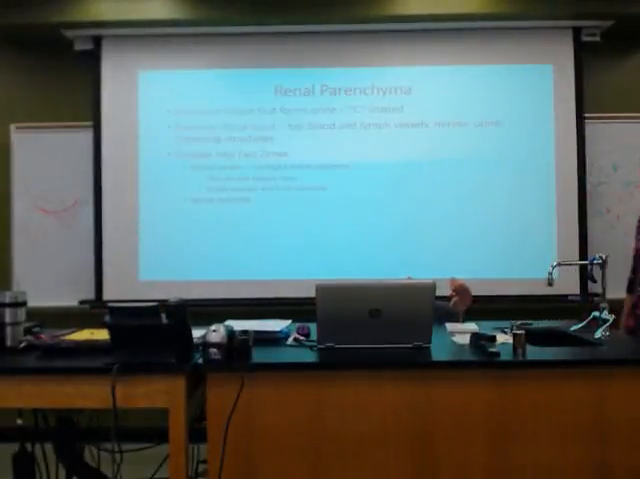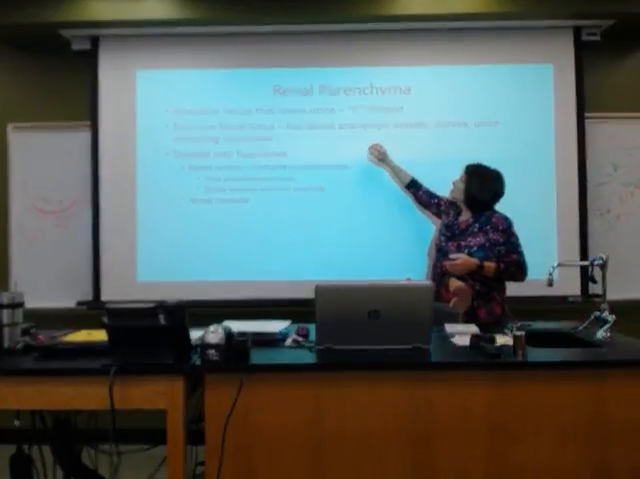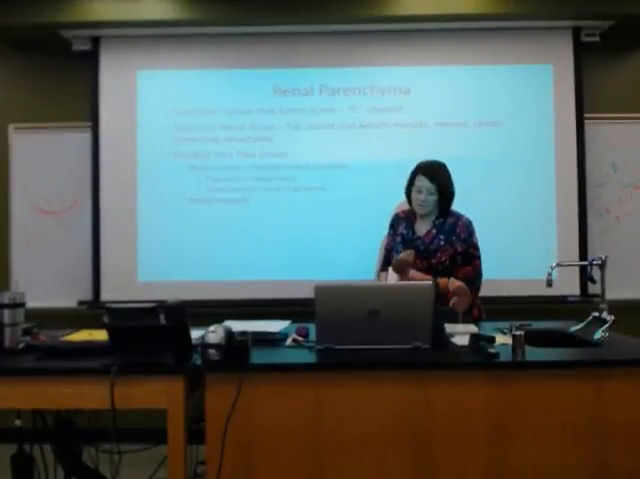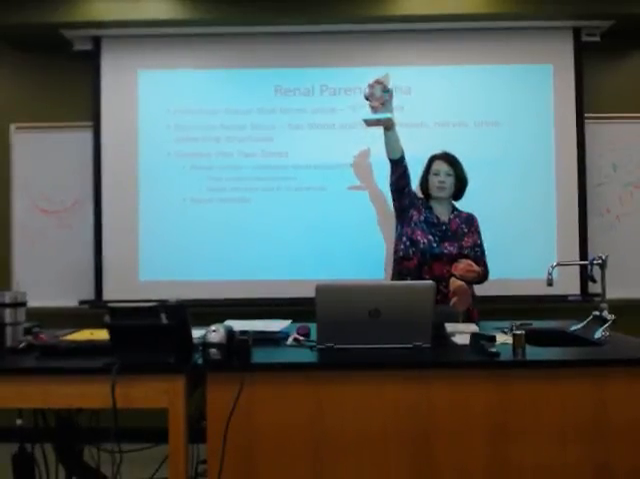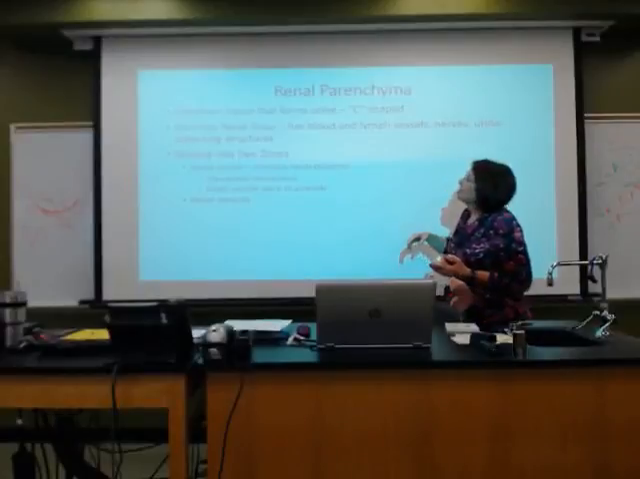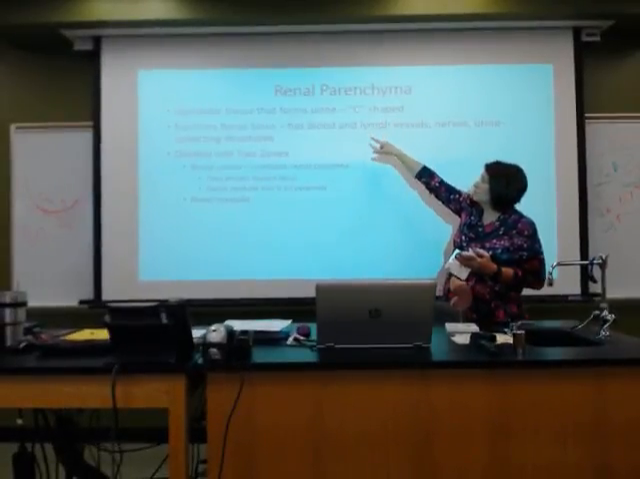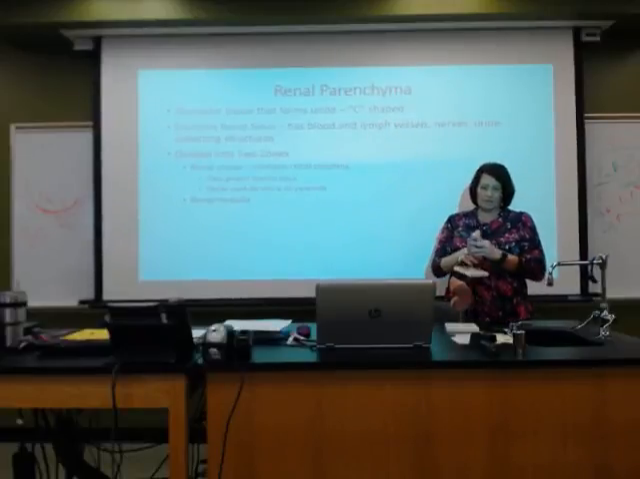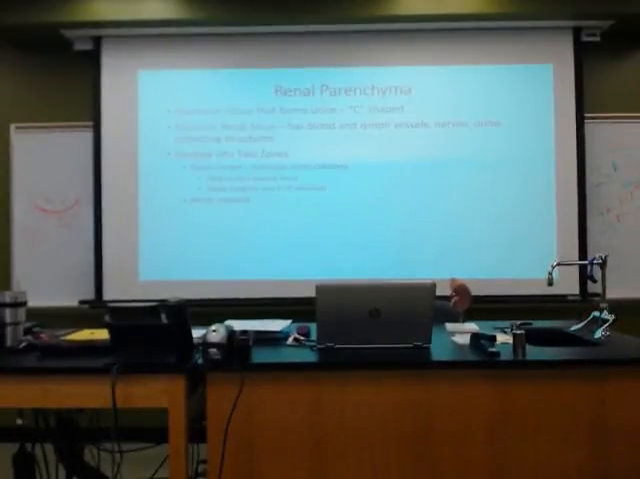Now, as we look at their structure, we're going to see that we have this structure that's very C-shaped. All right? When we begin to look at the tissues that make it up, we call it renal parenchyma. It's all of this stuff that we're seeing in the kidneys.